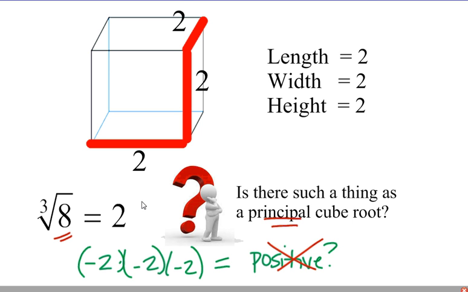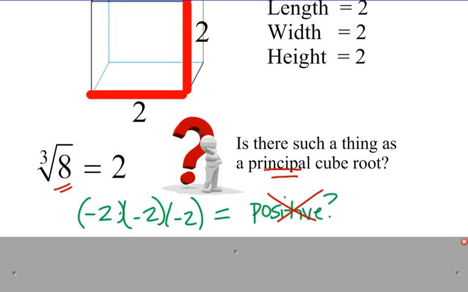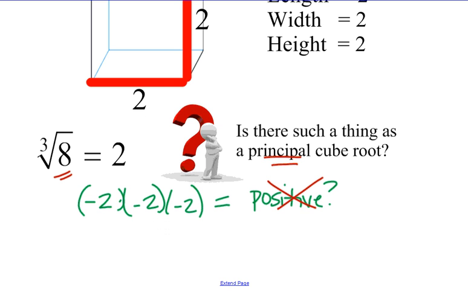Now remember, the same is true if you're talking about a negative cube. If I was talking about the cube root of -8, then the only cube root would be -2, because -2 times -2 times -2 is -8. So something to think about.